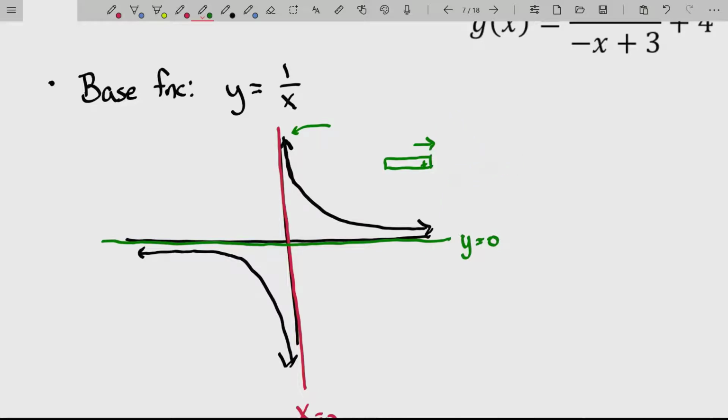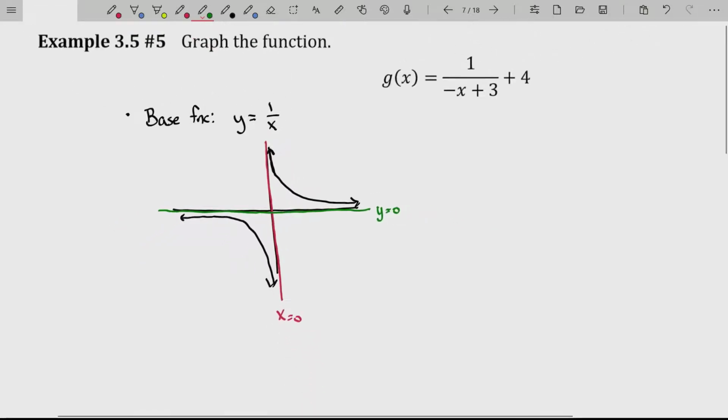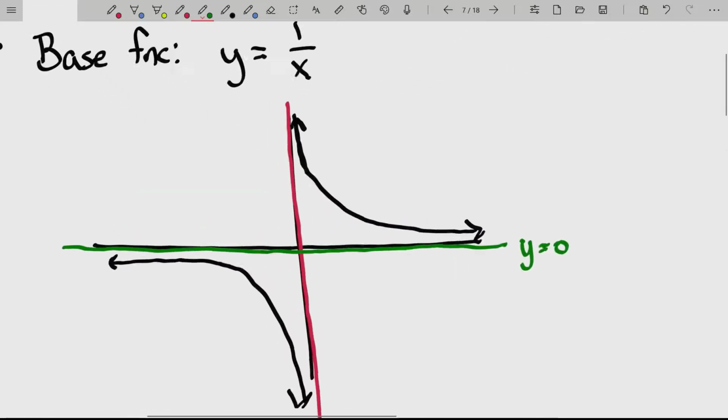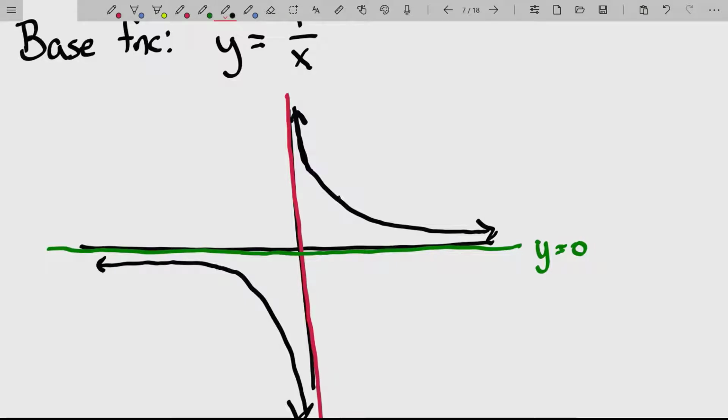I'm going to get rid of my drawing because I'm not an artist by any stretch of the imagination. And go back to this example that we're talking about here. So let's see, we drew the base graph. Oh, and I did say it does go through 1, 1, so I'm just going to plot that.